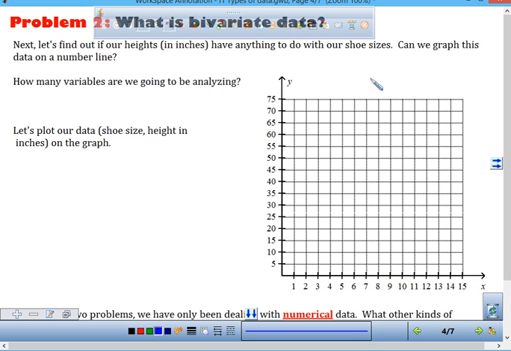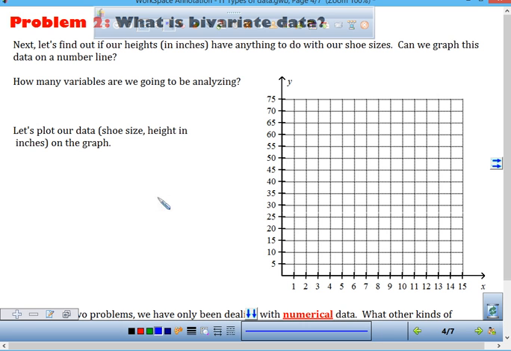12 inches per foot. So 5 foot is 60, and then you add however many more you are than over 5 feet. So how tall are you? So you have 60 plus the 5, 65 inches. Okay? So we'll start again.